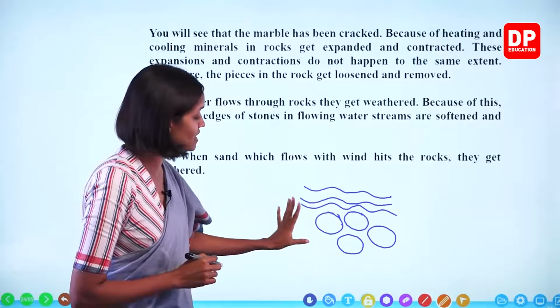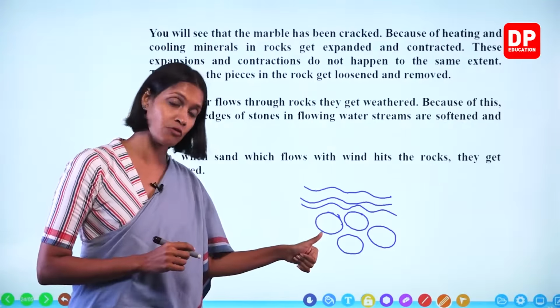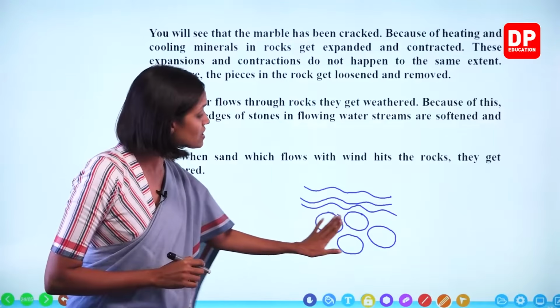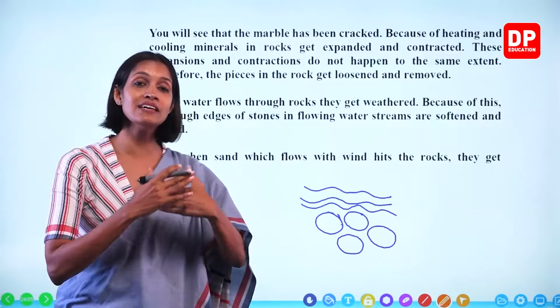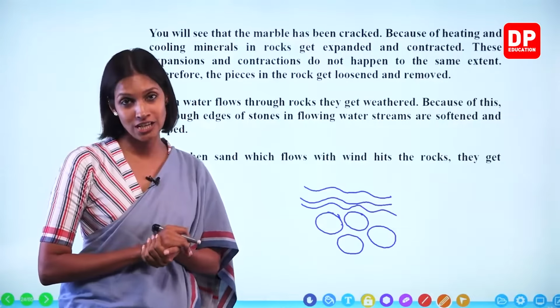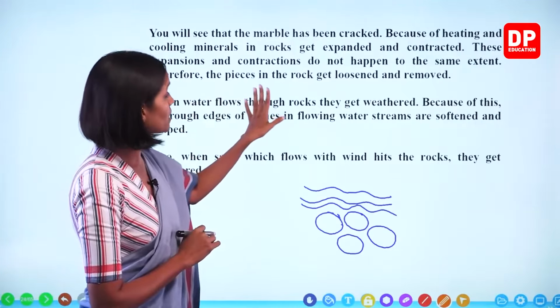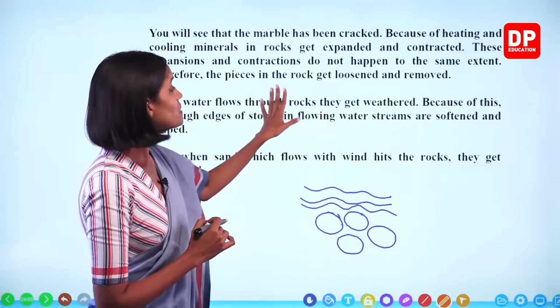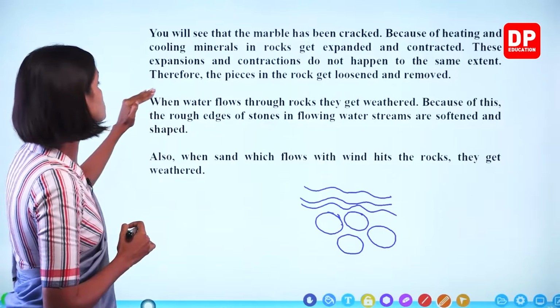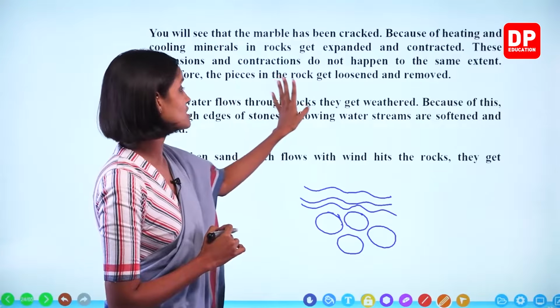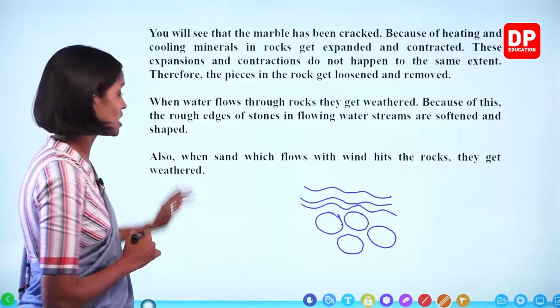These small pieces are, number one, washed away. And number two, because of contact with each other, they nicely get smoothed. Okay, children. So when water flows through rocks, they get weathered. They break down. Because of this, the rough edges of stones in flowing water streams are softened and shaped.